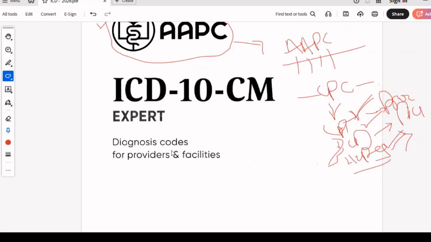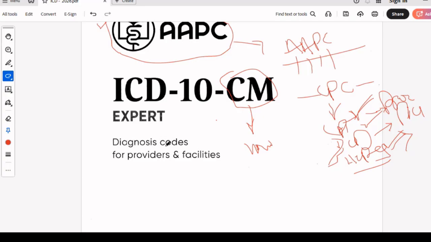Can you all repeat after me? What is ICD-10-CM? ICD-10-CM is nothing but International Classification of Diseases, 10th Clinical Modification. This clinical modification is nothing but the version. Right now we are using the 10th version of ICD-10-CM.